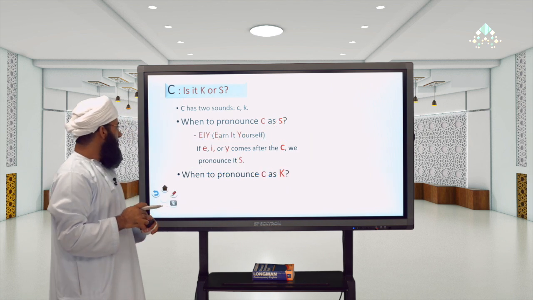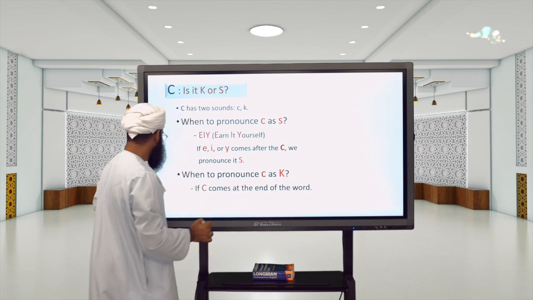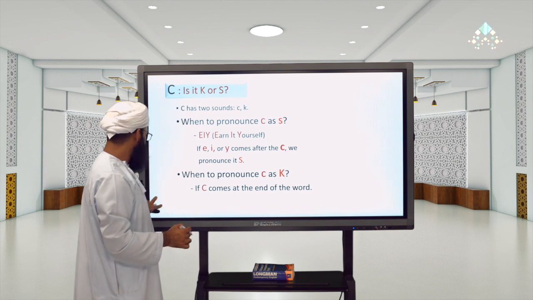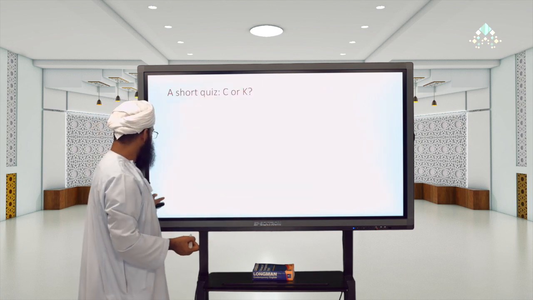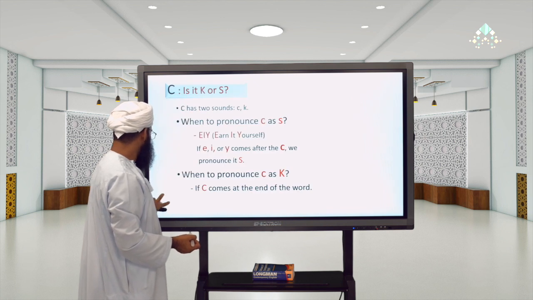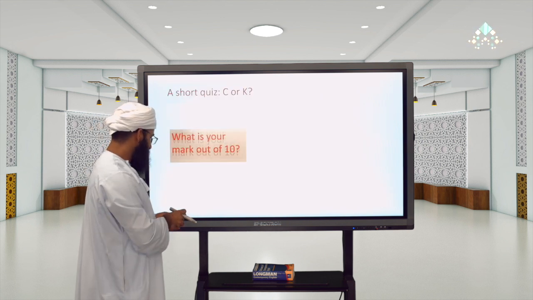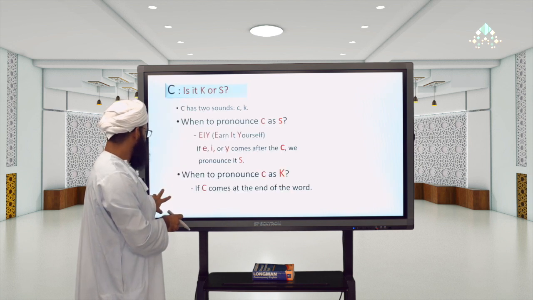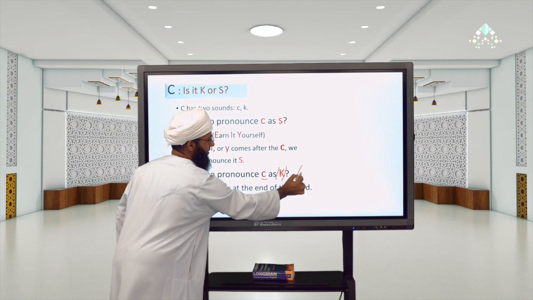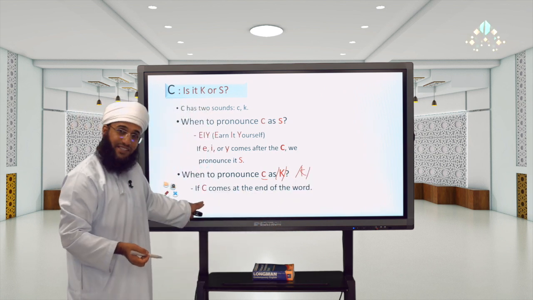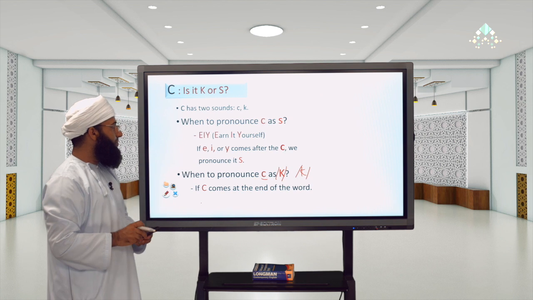Okay. When to pronounce the C as ka sound? I mentioned that before. Sorry, something is wrong here. I need to fix it. Just need to show you this. When to pronounce C as ka sound? Again, I told you, between two slashes. If C comes at the end of the word, how is that?